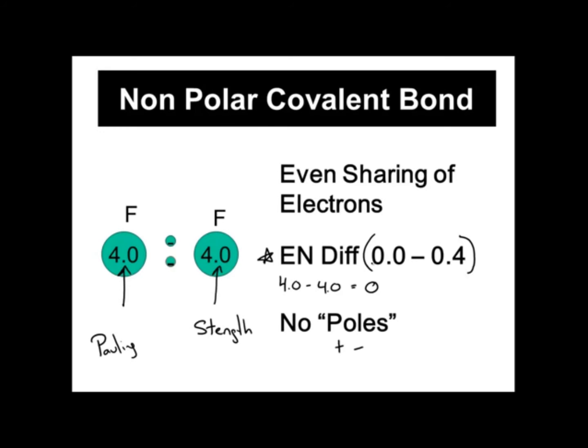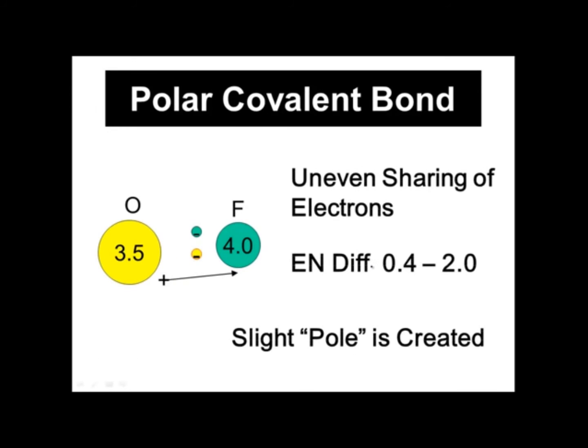Whereas on the other side, we have polar covalent bonds, which means uneven sharing of electrons, and a slight pole is created, which means one side is going to be more positive or negative than the other. As you can see in the example on the screen, fluorine has an electronegativity of 4, whereas oxygen has an electronegativity of 3.5. Now, having said that, fluorine is going to attract more electrons towards itself than the oxygen, meaning fluorine is going to be more negative than the oxygen.